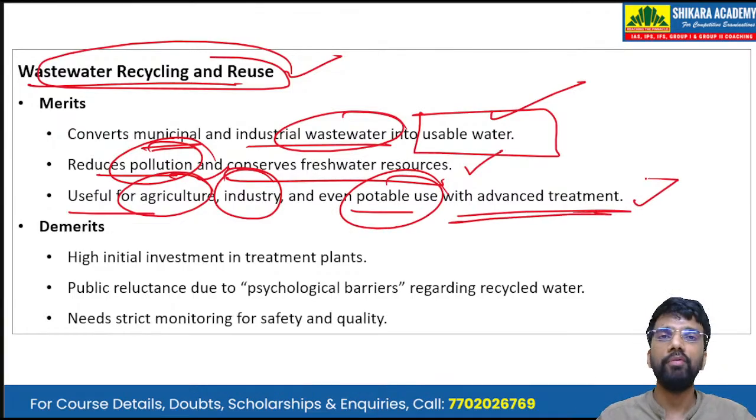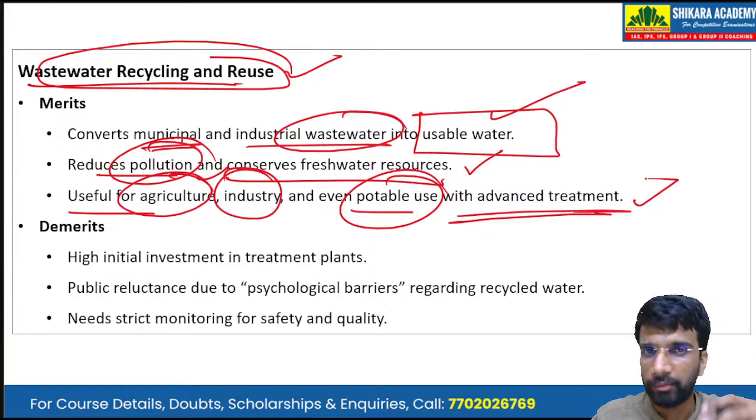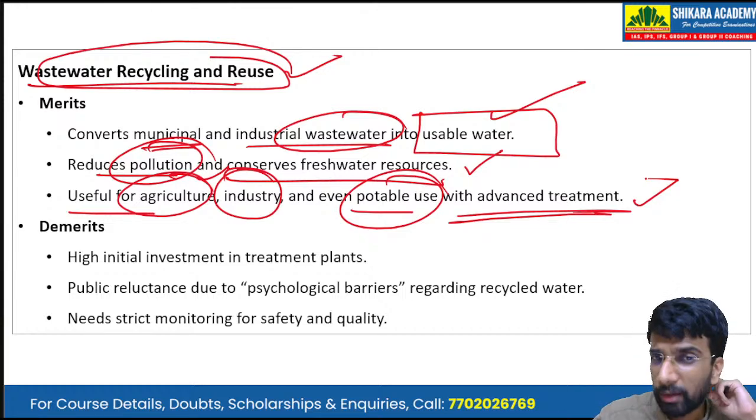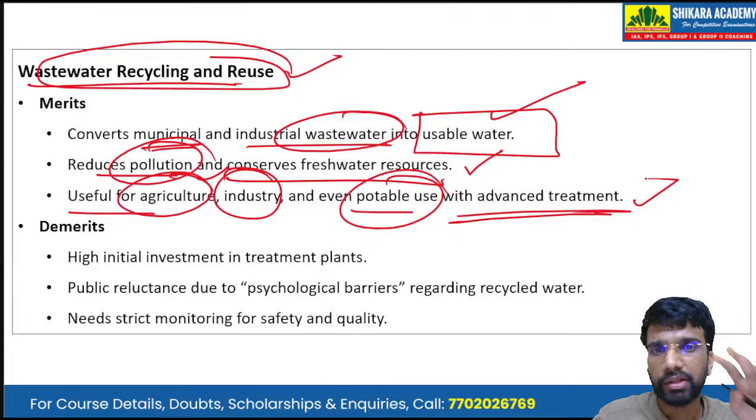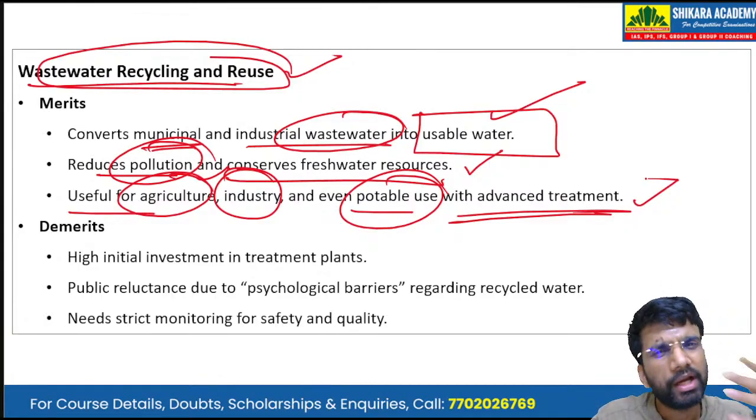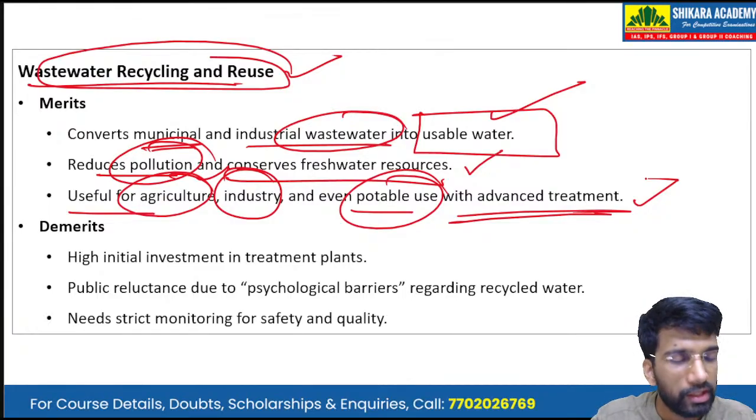Even though it is not of potable use, many people have apprehensions about drinking this recycled water. But that recycled water can be used in industry. That recycled water can easily be used in agriculture for irrigation of the crops.